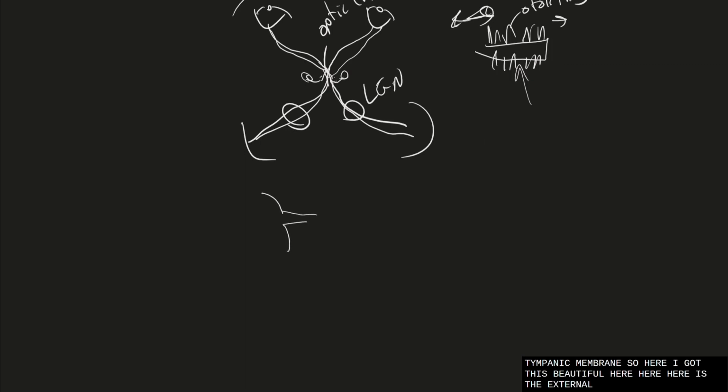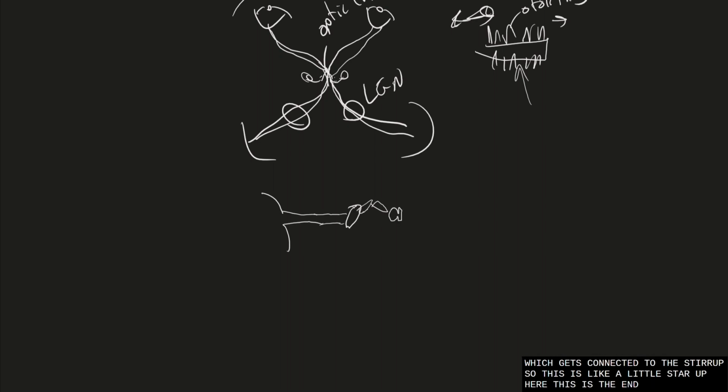Here's the external acoustic meatus coming in. So sound travels through there. The sound vibrates off this tympanic membrane right here. The tympanic membrane is connected to the hammer, which is connected to the anvil, which gets connected to the stirrup. So this is like a little stirrup here.